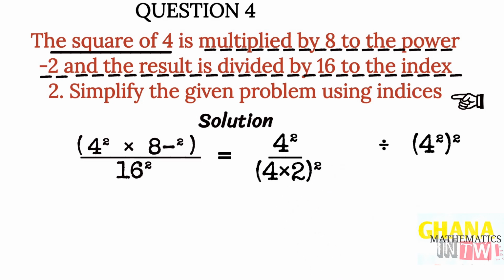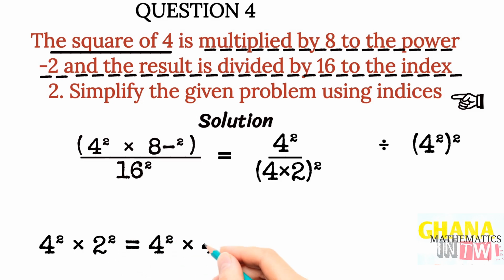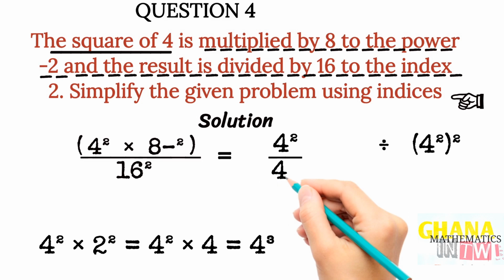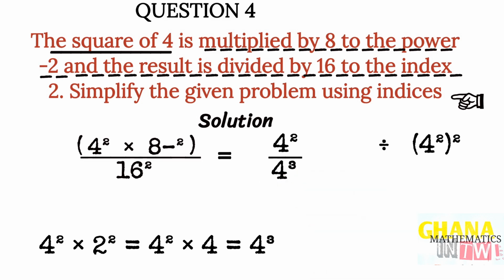Now 8 is 4 times 2. Now the square is affecting everything, which is the 4 and the 2. So 4 square by 2 square equals 4 square times 4, because 2 square is 4. If the law is still in memory, you will realize that we write one of the base because the bases are the same, then we add the powers. So I write one of the 4, and 2 plus 1 is 3. So 4 raised to the power 3.